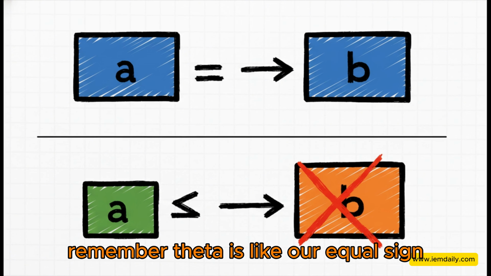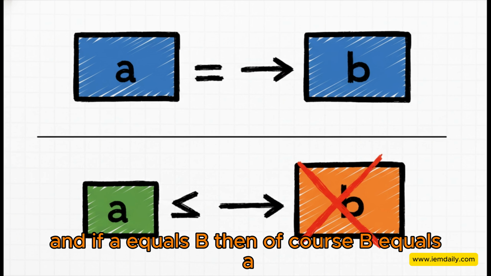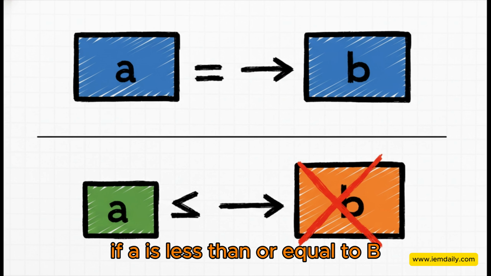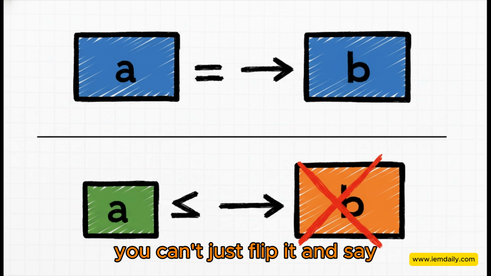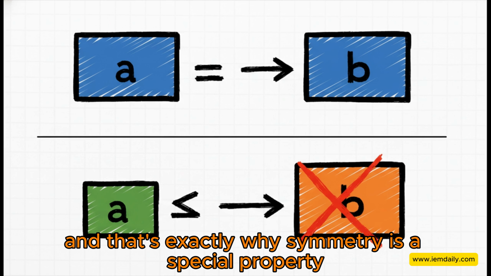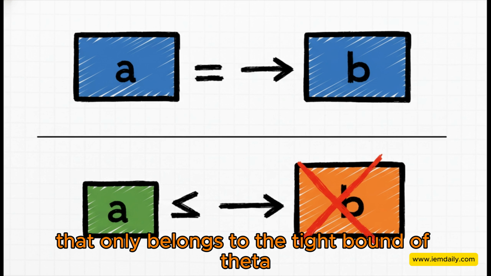Remember, theta is like our equals sign. And if a equals b, then of course b equals a. It's completely obvious. But you can't do that with less than, right? If a is less than or equal to b, you can't just flip it and say b is less than or equal to a. And that's exactly why symmetry is a special property that only belongs to the tight bound of theta.